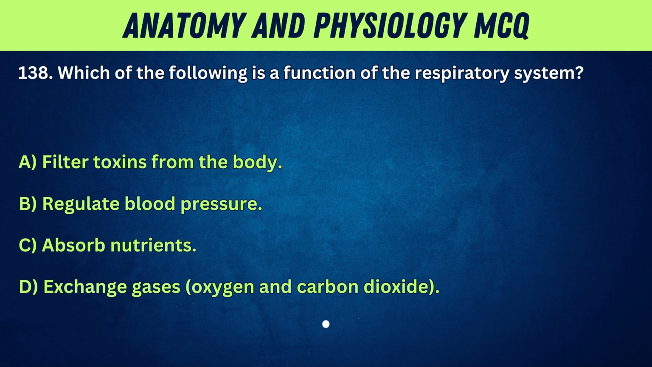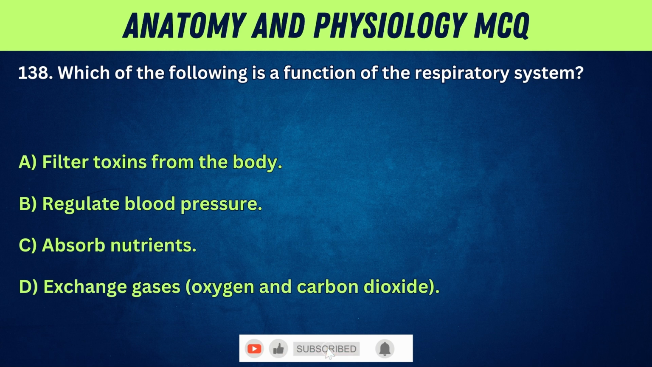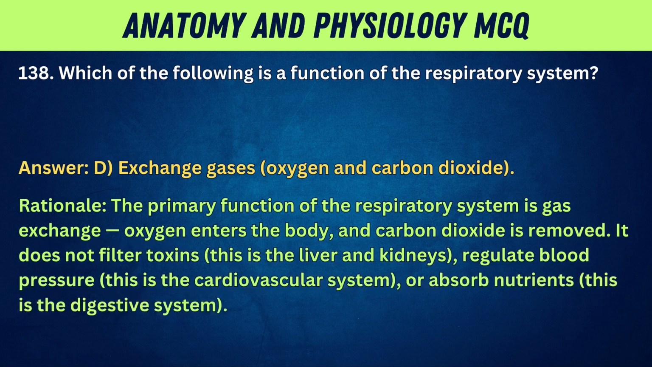138. Which of the following is a function of the respiratory system? A. Filter toxins from the body. B. Regulate blood pressure. C. Absorb nutrients. D. Exchange gases, oxygen and carbon dioxide. Answer: D. Exchange gases, oxygen and carbon dioxide. Rationale: the primary function of the respiratory system is gas exchange. Oxygen enters the body and carbon dioxide is removed. It does not filter toxins. This is the liver and kidneys. Regulate blood pressure. This is the cardiovascular system. Or absorb nutrients. This is the digestive system.